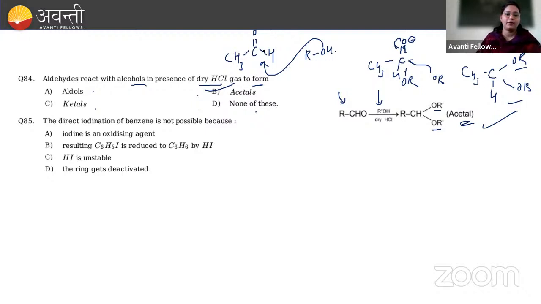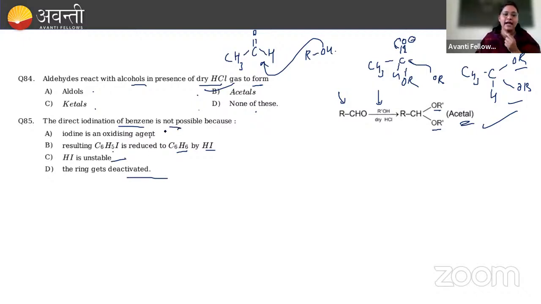Okay, now let's talk about the next problem. The direct iodination of benzene is not possible because iodine is an oxidizing agent. Resulting iodobenzene is reduced to benzene and HI. HI is unstable. The ring gets deactivated. Okay, the ring gets deactivated.